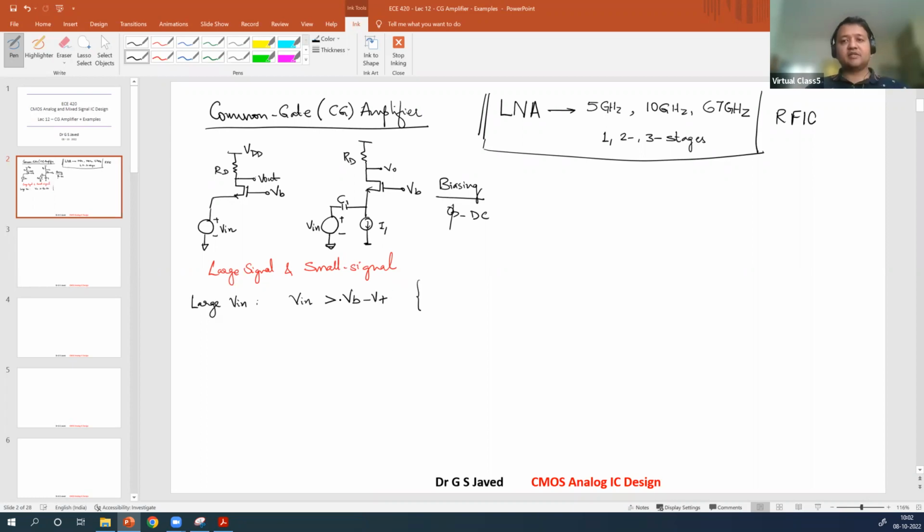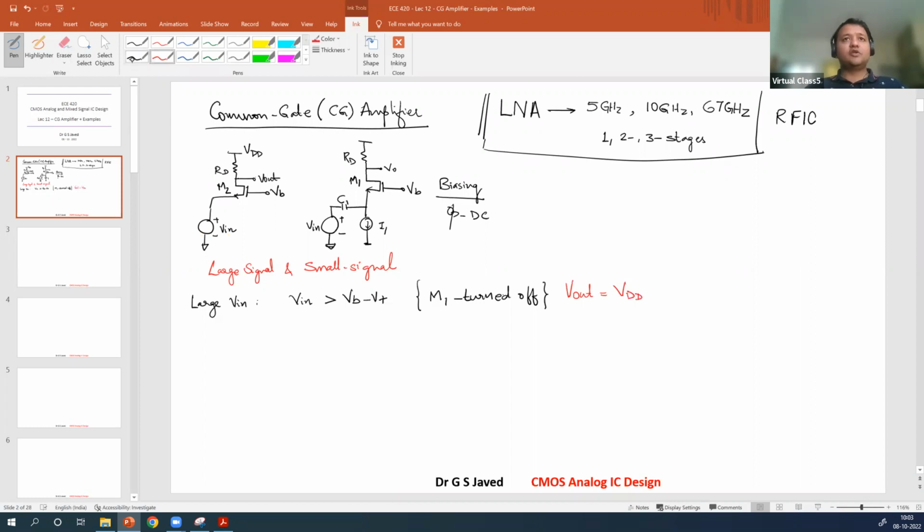So what does this condition mean? This condition means that VGS is lesser than VT. So this means your M1 is turned off. M1 is your transistor. When M1 is off, whatever you see at the supply becomes your output. So in that case, your Vout is equal to VDD. So there is no current flow anywhere.